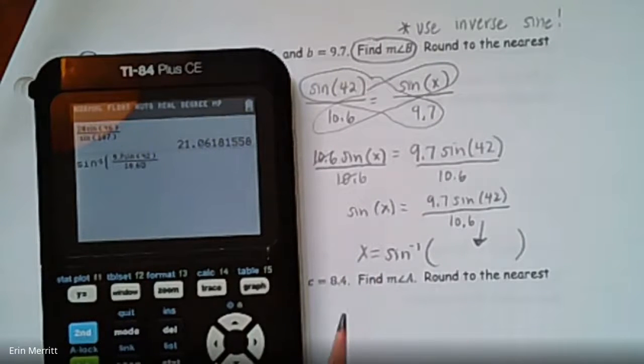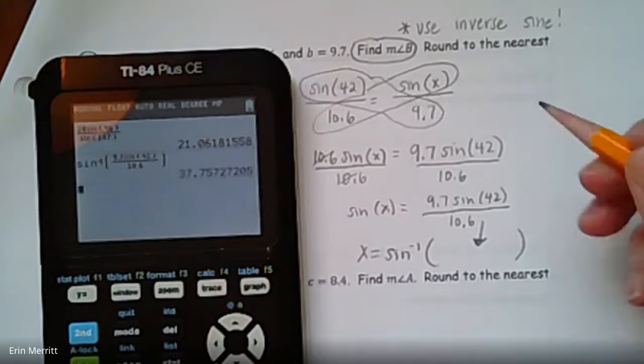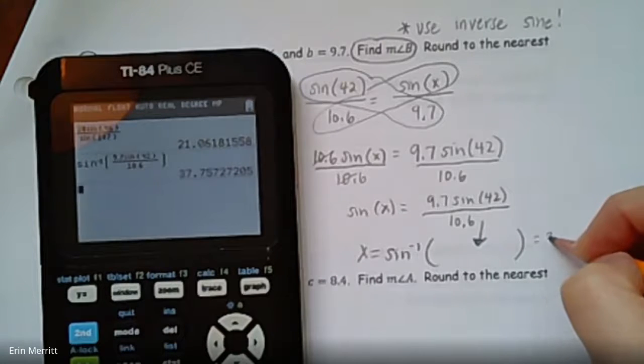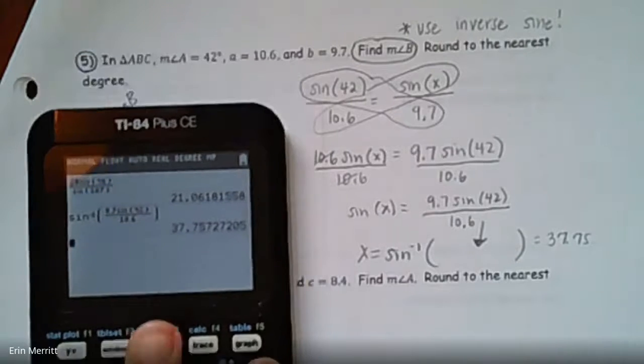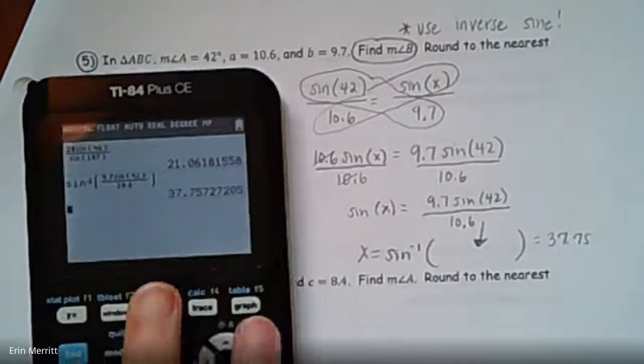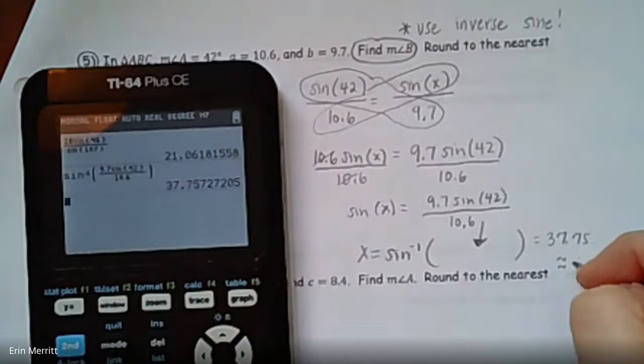Okay? So please make sure, if you don't happen to have your calculator right now, you're not going to be on your own trying it for the first time when you do the homework. So make sure you understand how to do this. So inverse sine of that whole thing, and enter, we should be coming out with 37.75, and it keeps on going. So the angle measure to the nearest degree, then we're looking at about 38 degrees here.